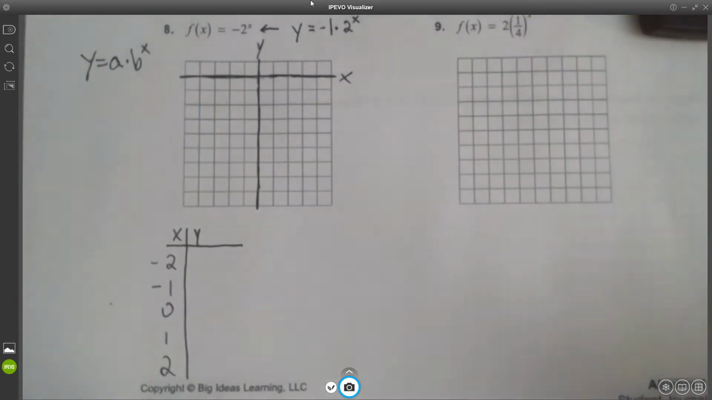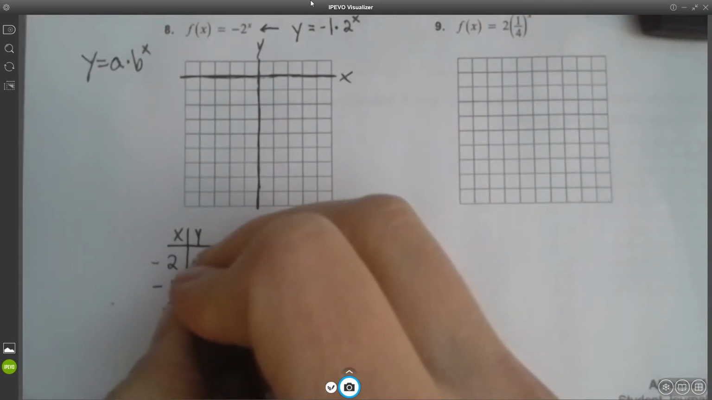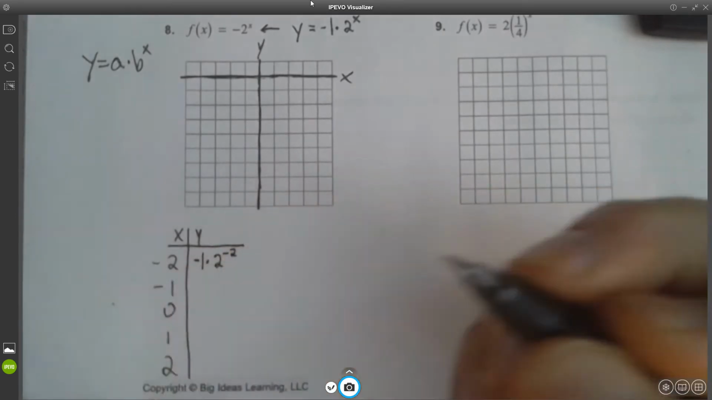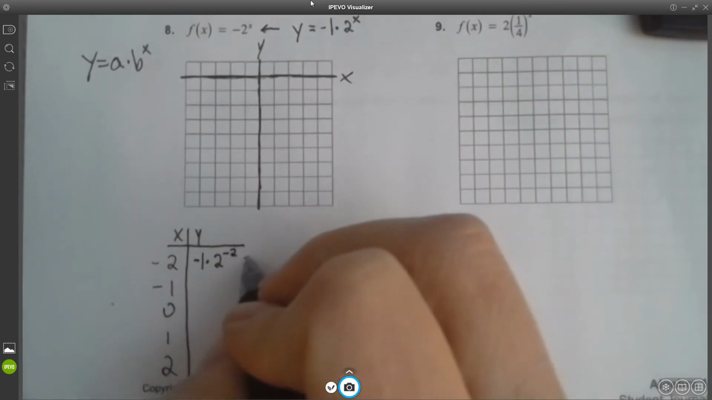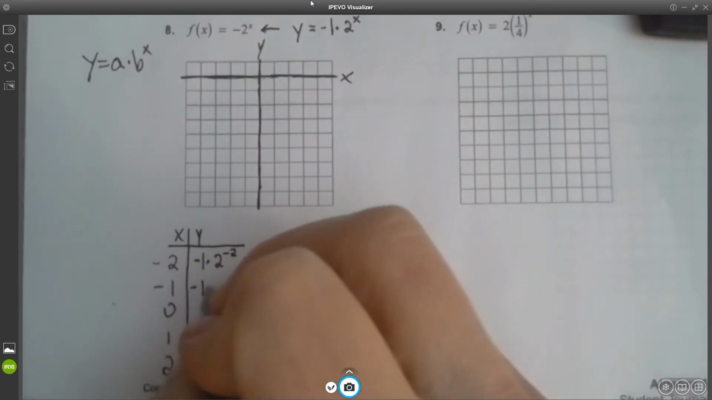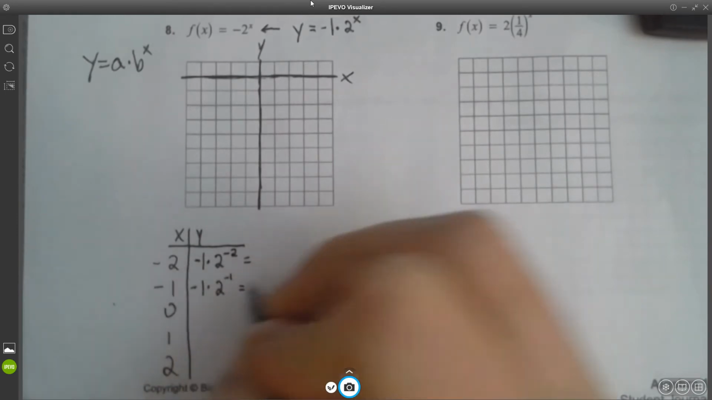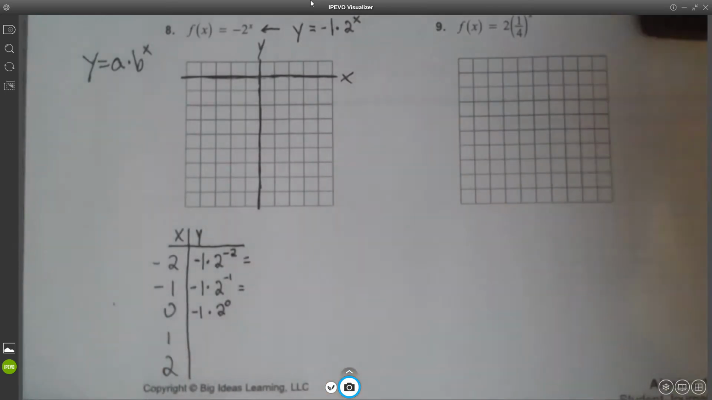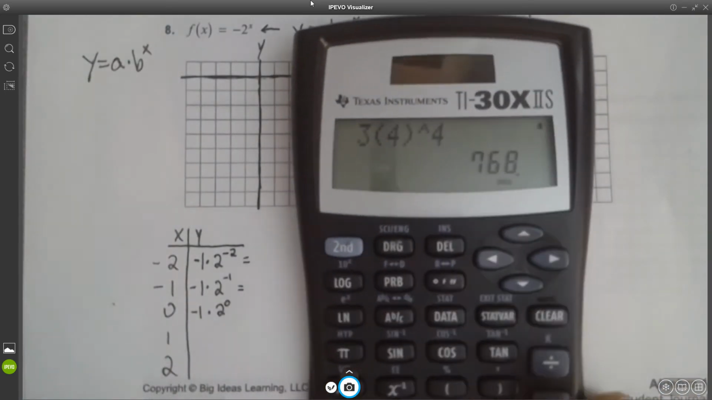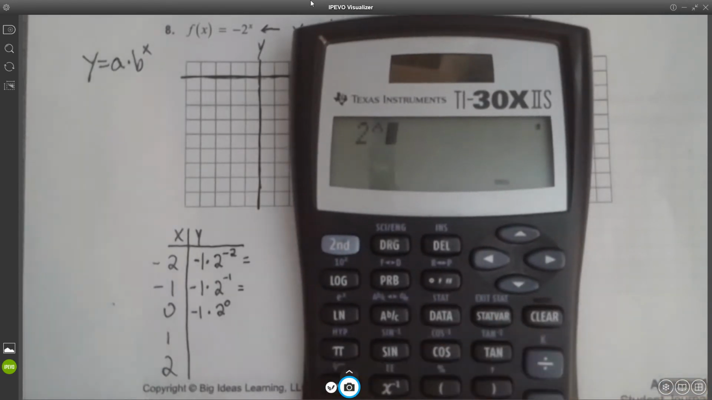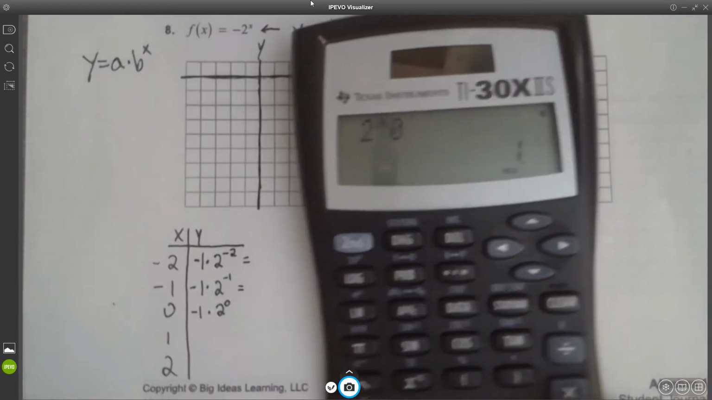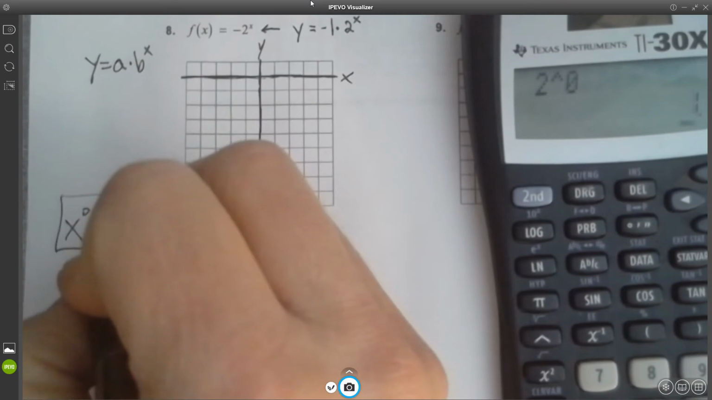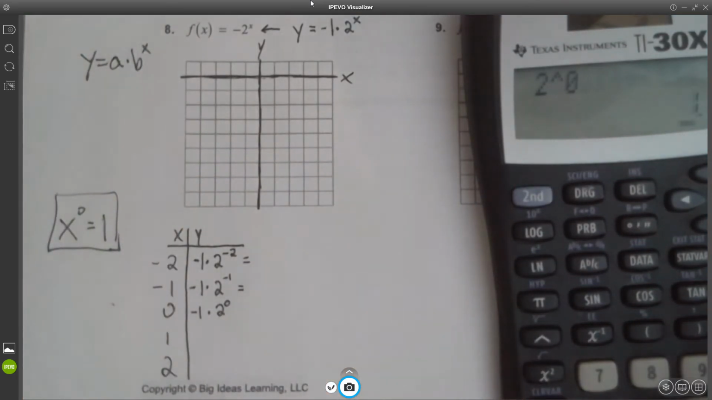So you could do this the short way to get each y value, but I would rather just type this into my calculator probably. I'm going to start with 0 and go from there. So 2 to the 0 is funny. If I do 2 to the 0 power, my calculator tells me it's 1. As a matter of fact, any number to the 0 power always equals 1. That's just a property of exponents that you should probably know.